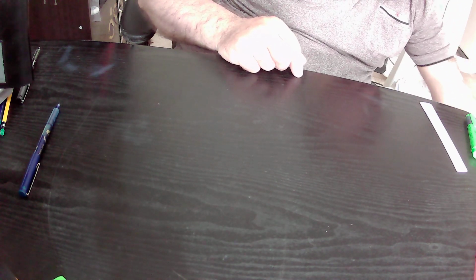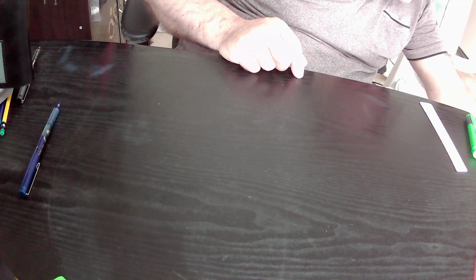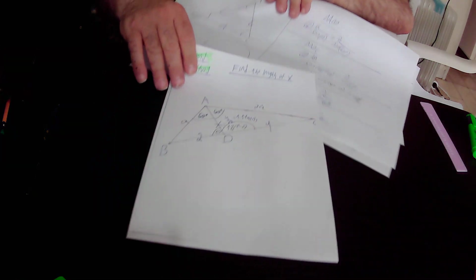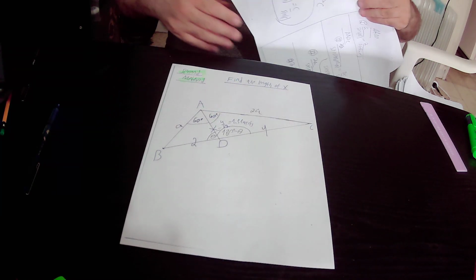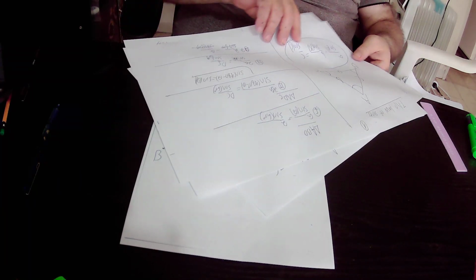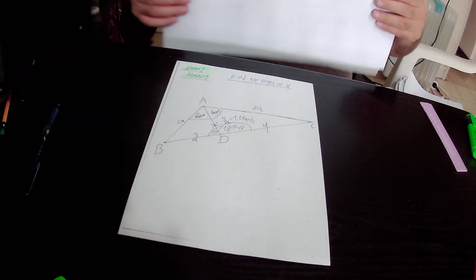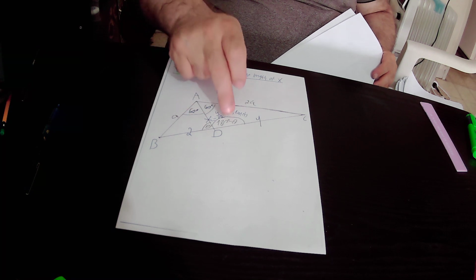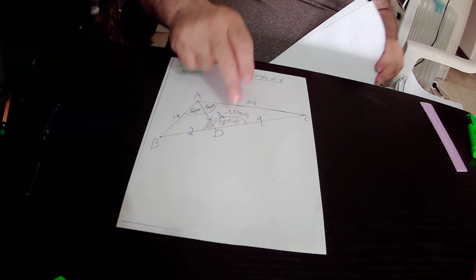In the next step, I presented to you how to find the length of AD that is equal to x according to the second method. In the second method, we define this angle as theta, therefore this angle must be equal to 180 degrees minus theta.